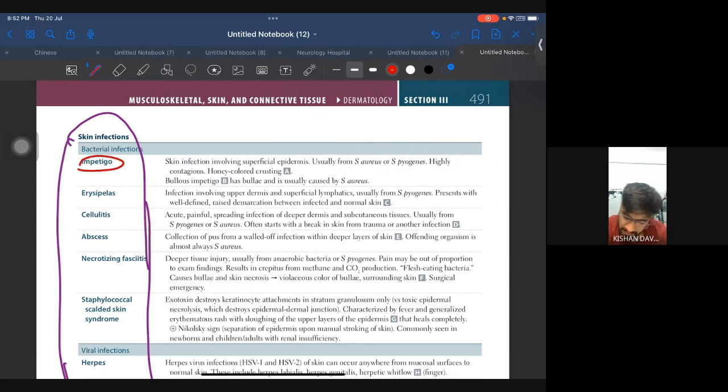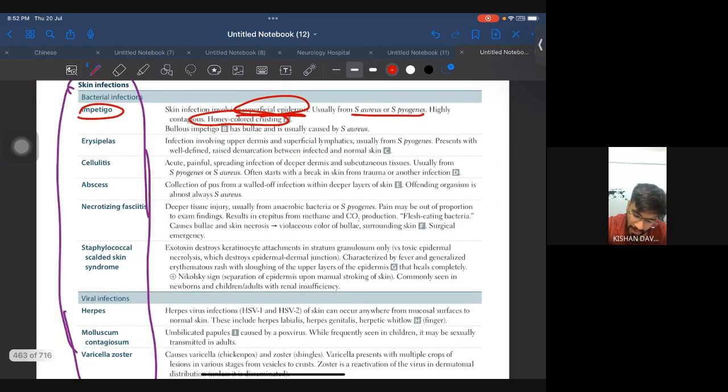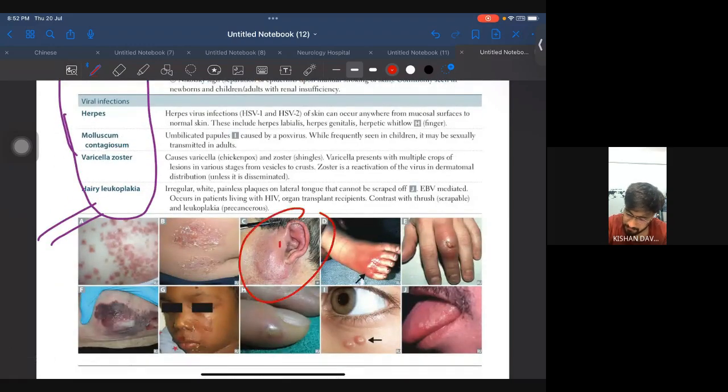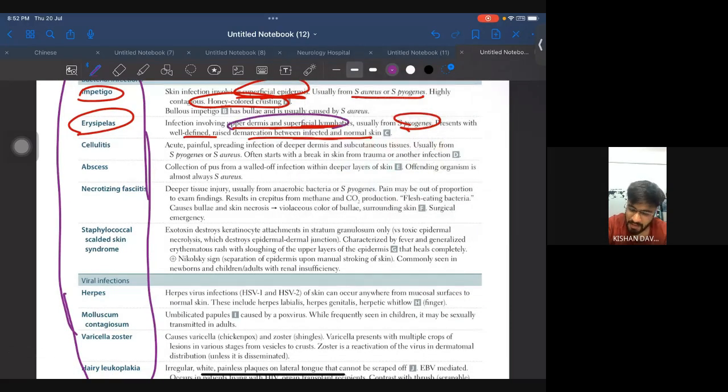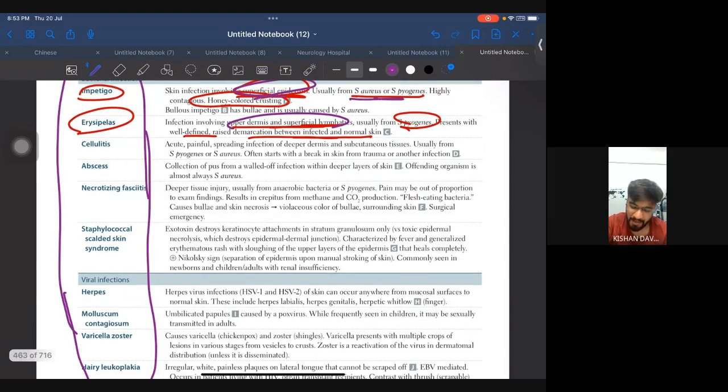So in impetigo, a skin infection involving the superficial epidermis, usually from Staph aureus or Strep pyogenes, there is honey-colored crusting. Coming to erysipelas, infection involving the upper dermis and superficial lymphatics, caused by Strep pyogenes, it presents with a well-defined raised demarcation between infected and normal skin. You should just know these small things. If it is epidermis, remember both can cause it. If it is upper dermis, you have to think about pyogenes. So think about this one line and one word that they have given in the question.